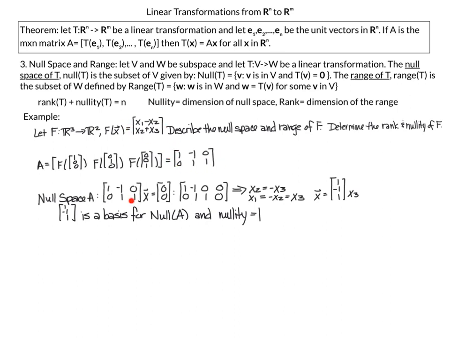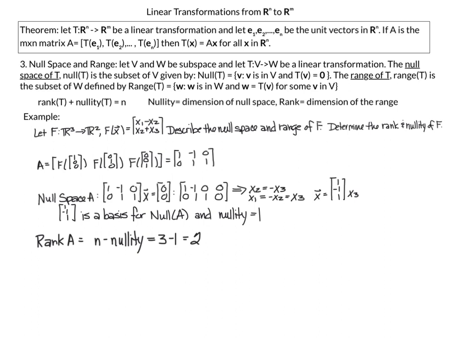So to get the null space, we're going to see where this matrix times x is equal to (0, 0). So we solve the augmented matrix, and we get that x is of the form (1, -1, 1) times x3. So in other words, (1, -1, 1) is a basis for our null space, and the nullity, the dimension of our null space, is equal to 1. And remember, dimension just is equal to the number of vectors in your basis.